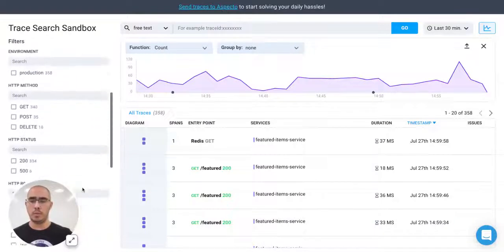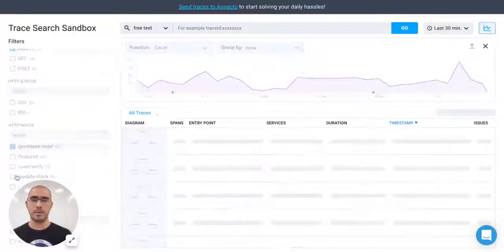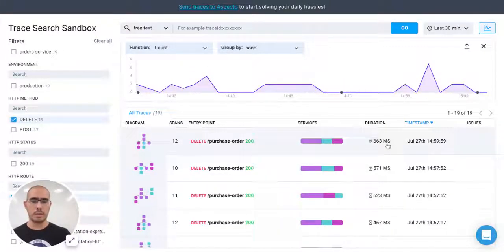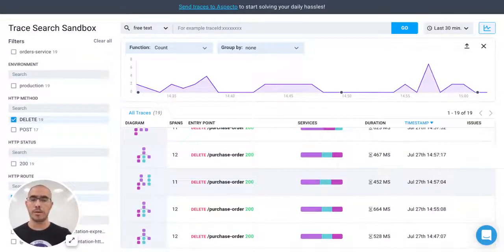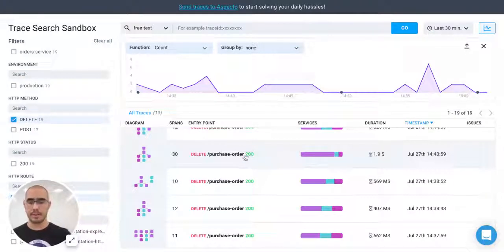So we know that we have a problem with delete purchase order. So now we're filtering only for those specific traces. Looking at the duration of each one of them, we can see that we're roughly talking about half a second of execution time until we find this one, which takes almost 2 seconds.